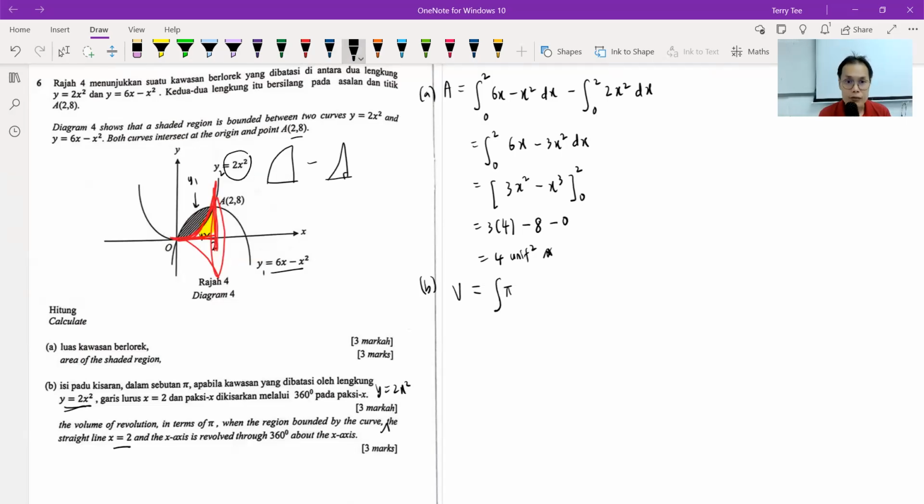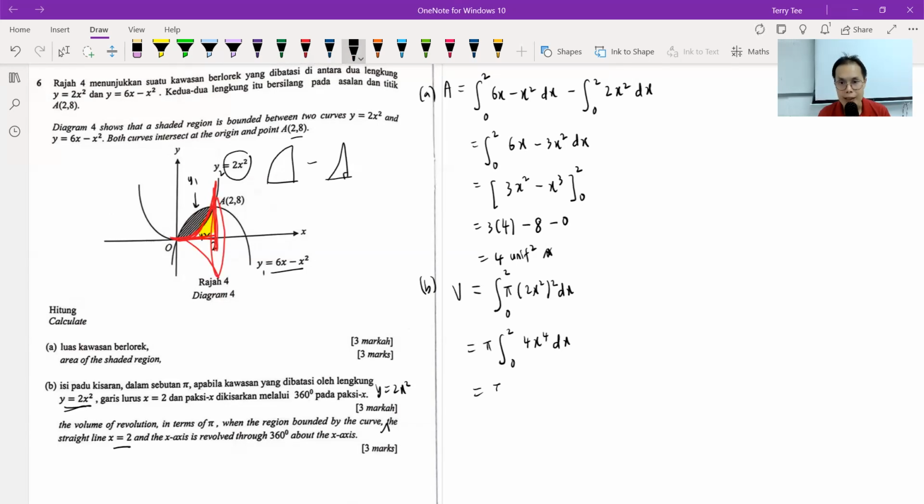Your y itself is 2x squared. If you square it, dx, you're going to expand this first. The lower limit is 0, upper limit is 2. So let's expand. Maybe I take out the pi first. I put the pi outside, 0 to 2. This is 4x to the power 4 dx.